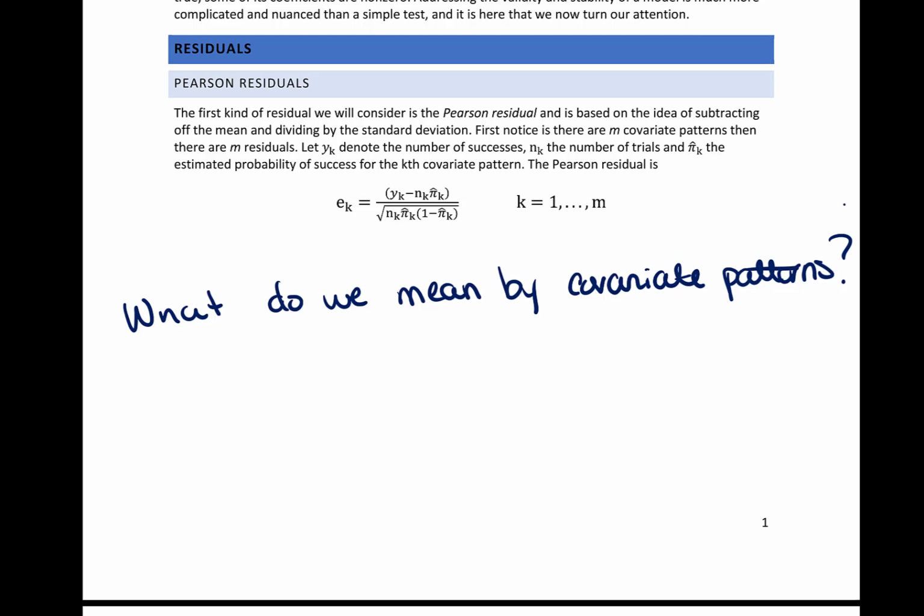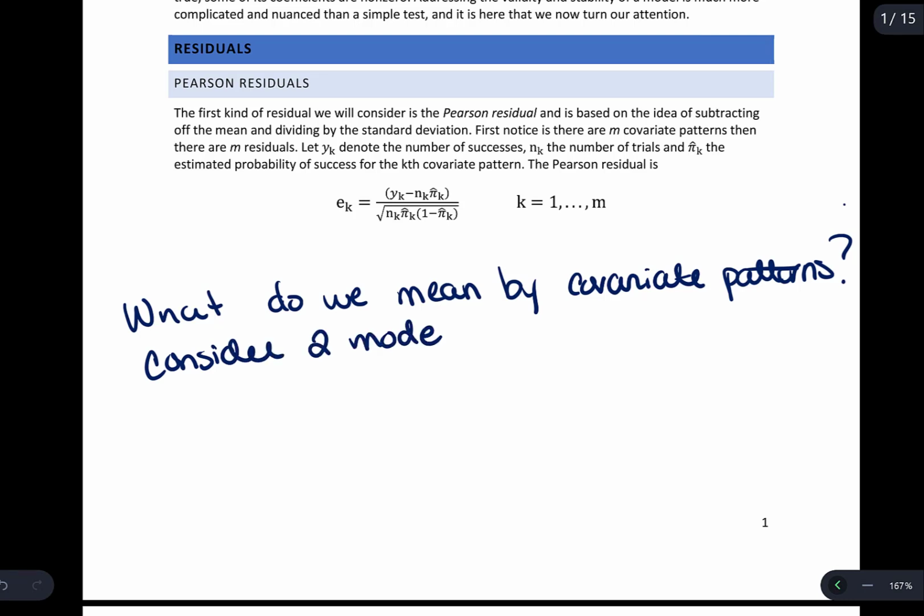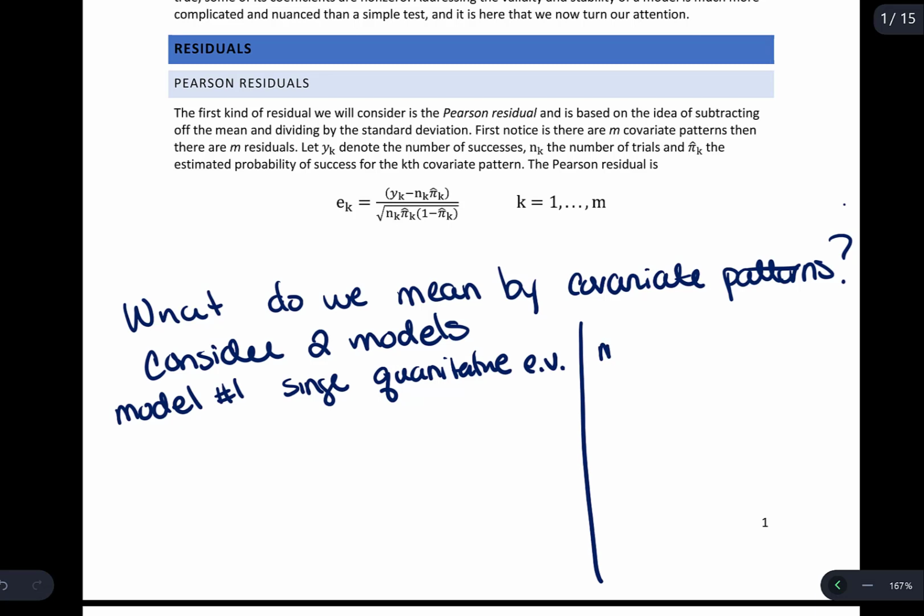All right, to illustrate this, we're going to consider two models. In model 1, we're going to have a single quantitative explanatory variable. And in model 2, we're going to have a single binary, or we'll say dichotomous, explanatory variable.